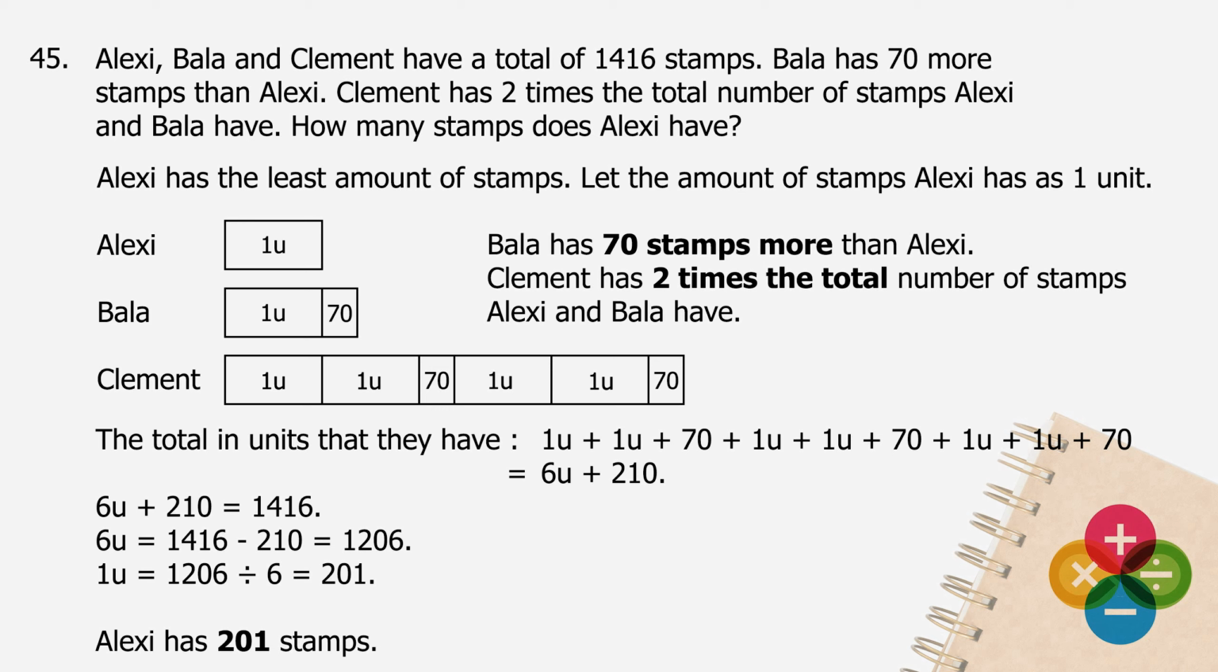6 units will be, subtract 210 from 1,416, and the difference is 1,206. 1 unit will be, divide 1,206 by 6, and the quotient is 201. Alexi has 201 stamps.